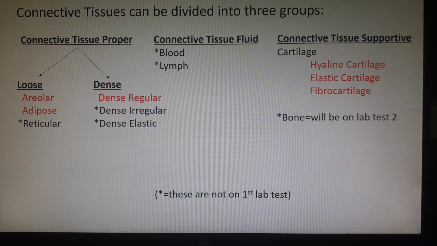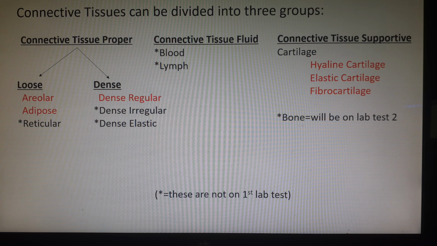The ones I have put in red are the ones that you're going to have to know for the lab exam on site. So when we just show you an image of that tissue, you have to be able to identify it and the features listed in the lab book. So I'm trying to make this as easy as possible, okay? So for the loose tissues, you need to know areolar and adipose. You don't need to know reticular for lab, although we're going to discuss it for lecture. For dense tissues, the only one you need to know for lab is dense regular.